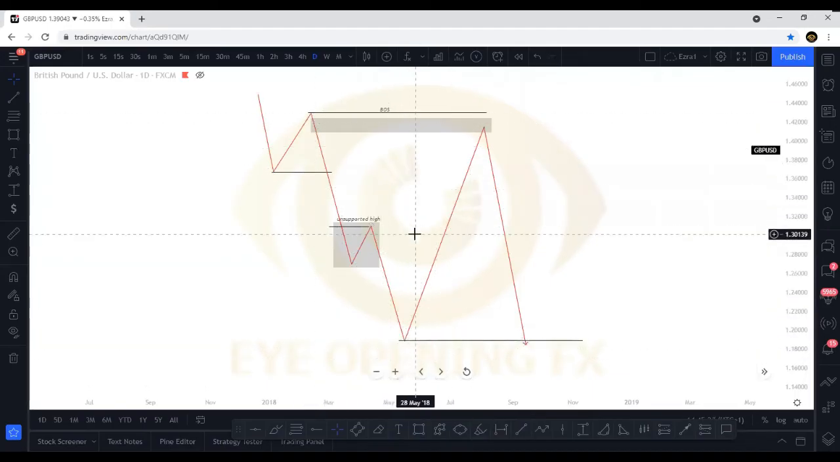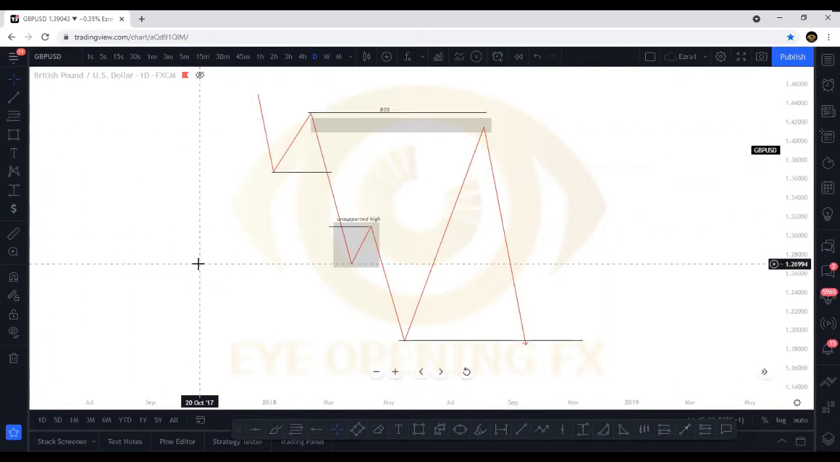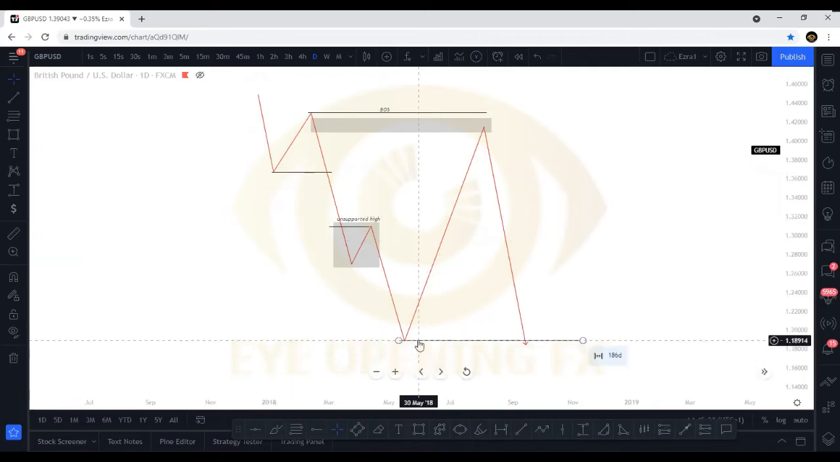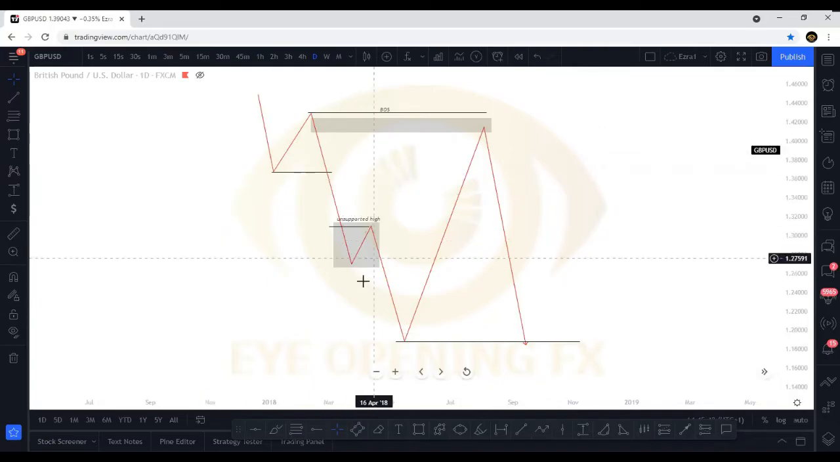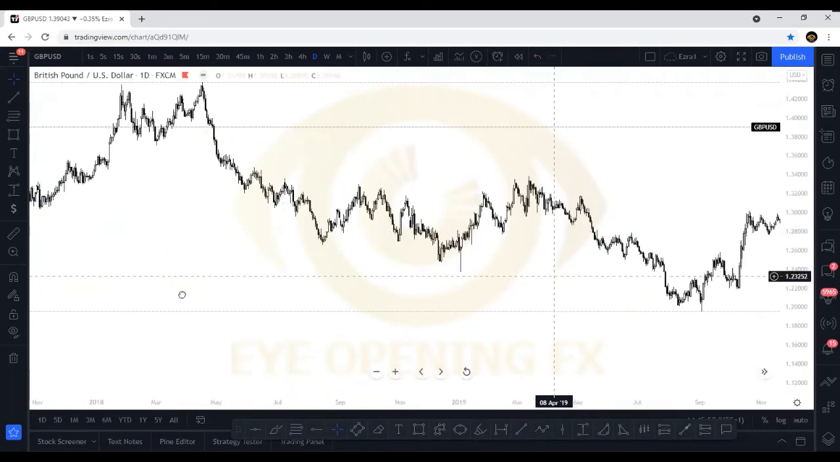You enter this level, you start targeting the next external liquidity based on that time frame, based on higher time frame. You start targeting the next external liquidity. So this is your target, as you are using this unsupported low or unsupported high on this 5 minutes time frame or 3 minutes time frame. This should be your target. So that is that. Now let's look at chart.